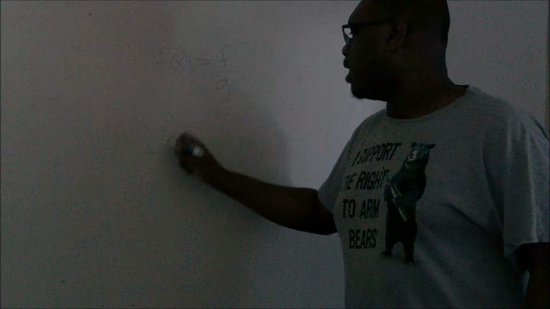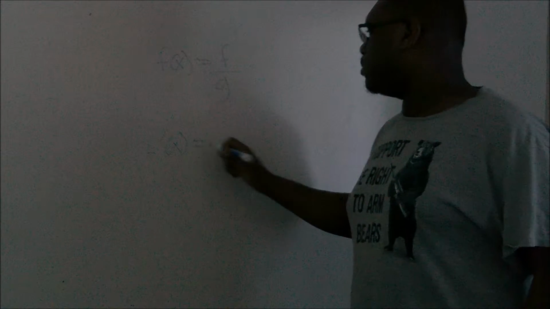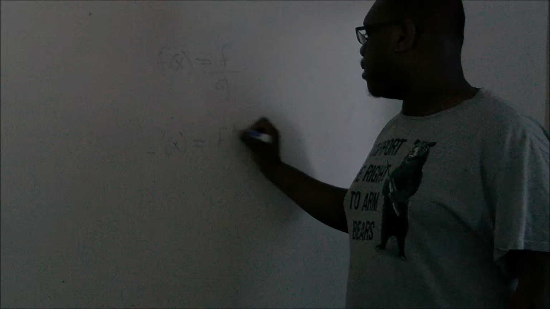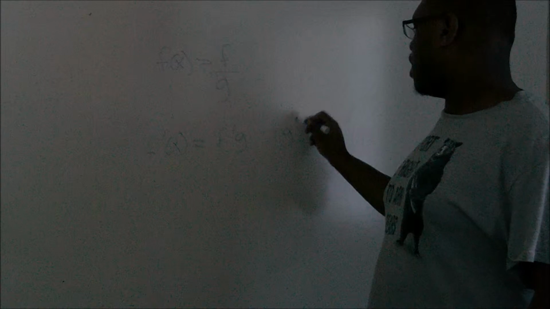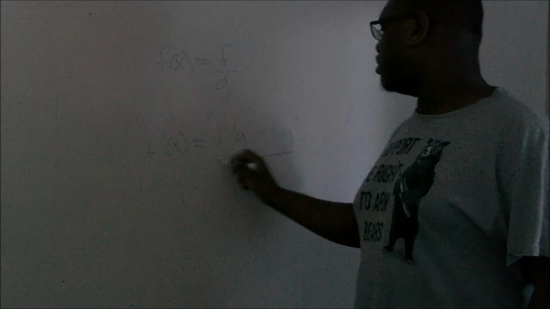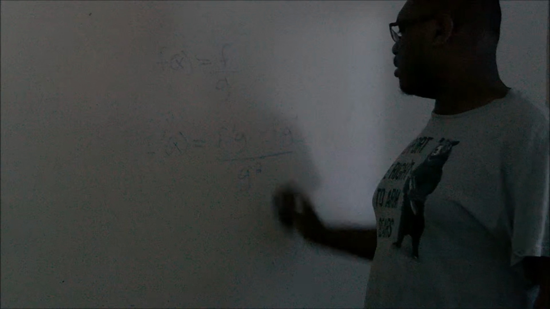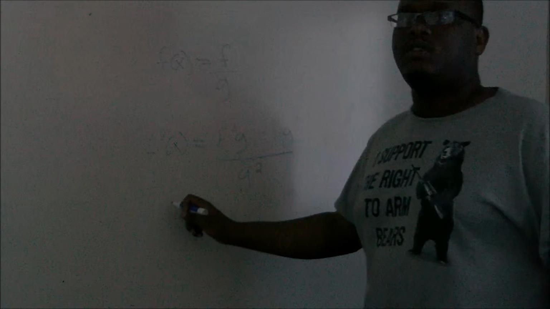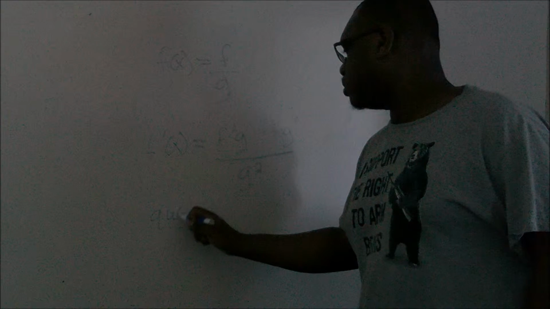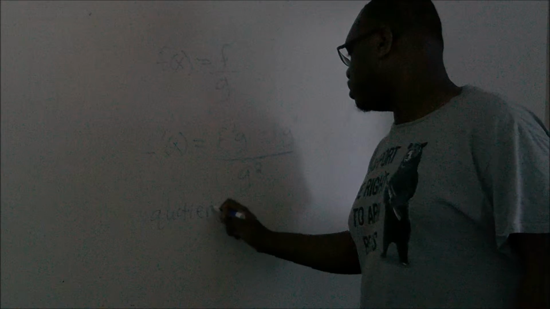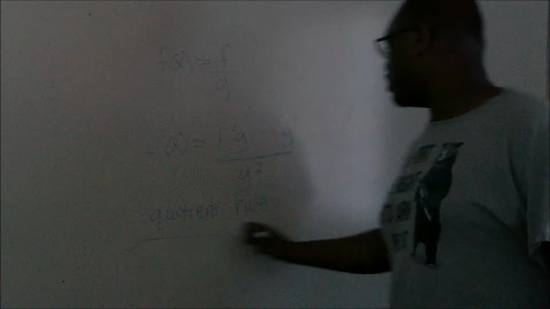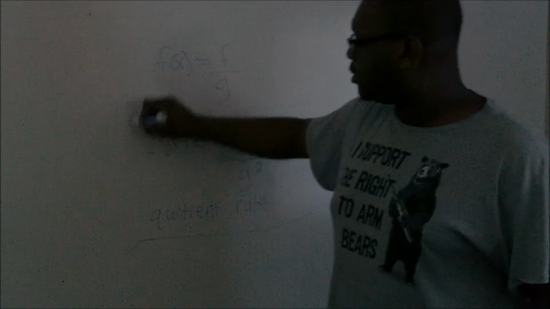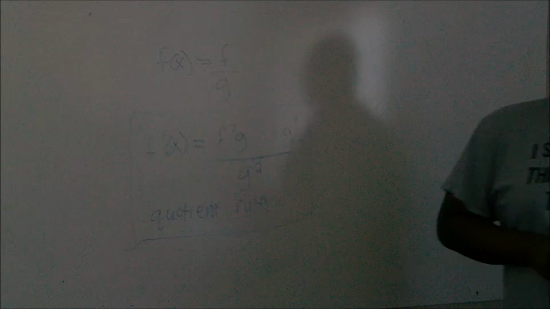Then the derivative of this function, f prime of x, is really equal to f prime g minus f g prime, all over g squared. And we denote this as the quotient rule. We call this set here the quotient rule.